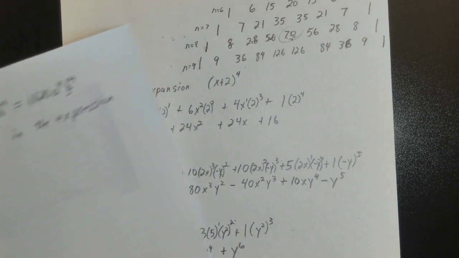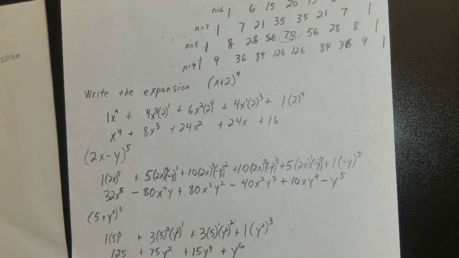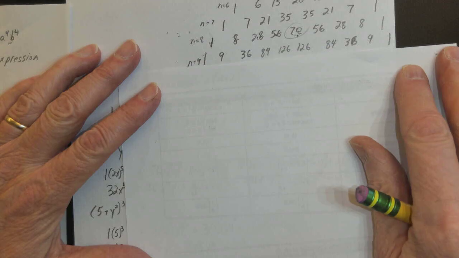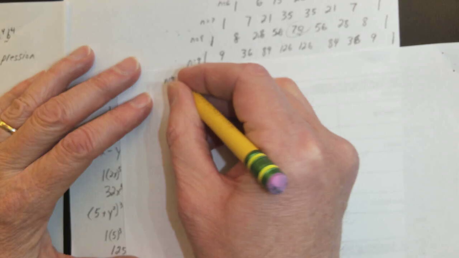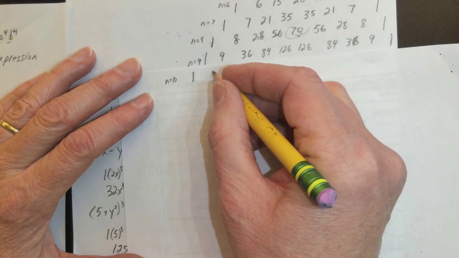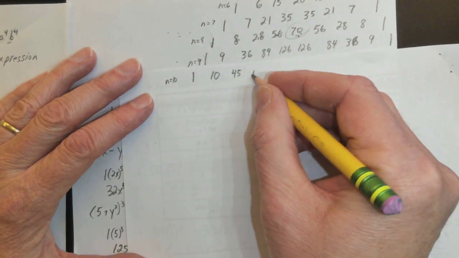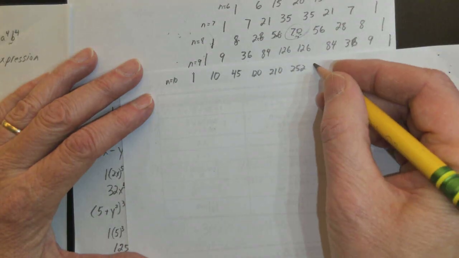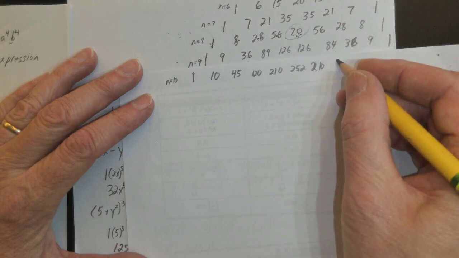Okay, let me just get a piece of paper so that I can keep going to the 10th and 11th. You guys have enough room to keep expanding? No? Okay, I'll do it for you. N equals 10. So 1, 10, 45, 120, 210, 252, 210, 120.